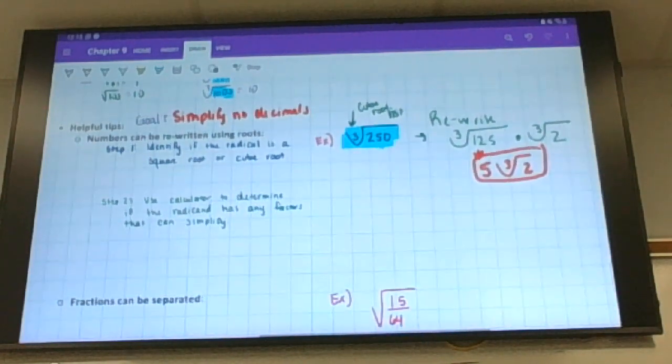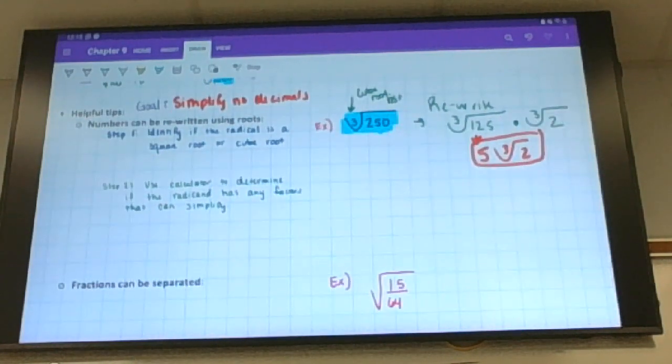All right, the last thing you'll need to do today is to separate fractions. Fractions can be separated. So this is 15 over 64. You can just do the square root of 15 over the square root of 64. You don't have to look at all that at once. The top and bottom can be separated.